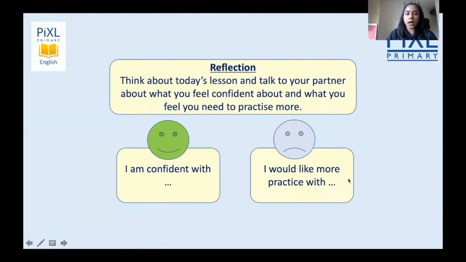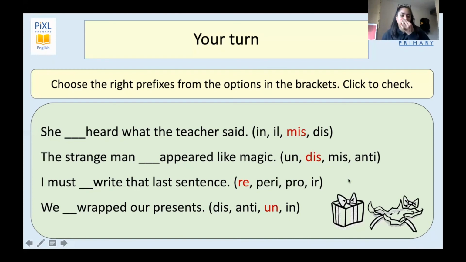What I'd like you to do is head on over to Teams and have a go at answering the questions in the quiz that are there for you. You will also be asked to write some sentences of your own using some of the prefixes that we've covered in this lesson.